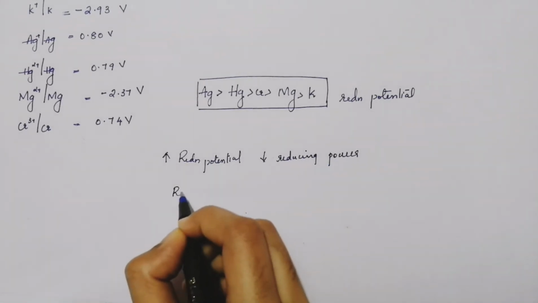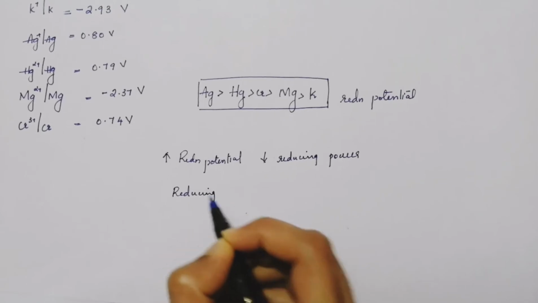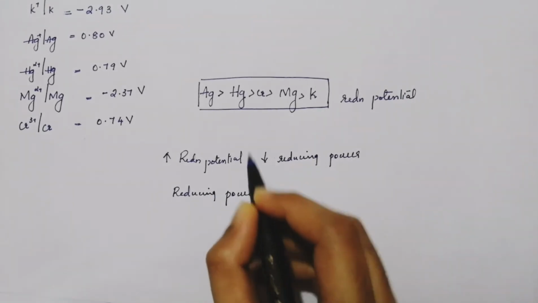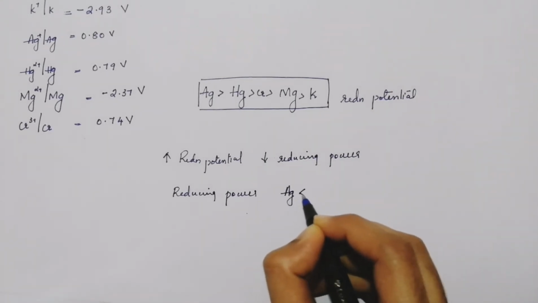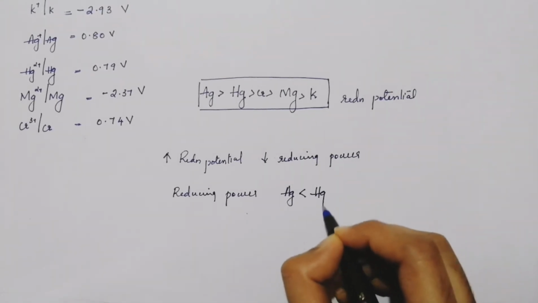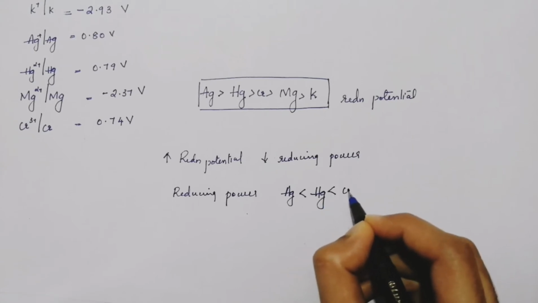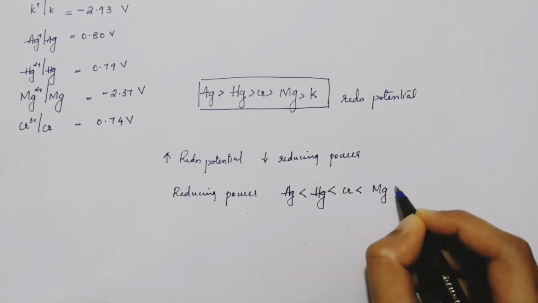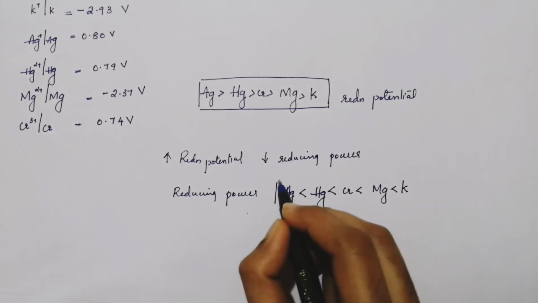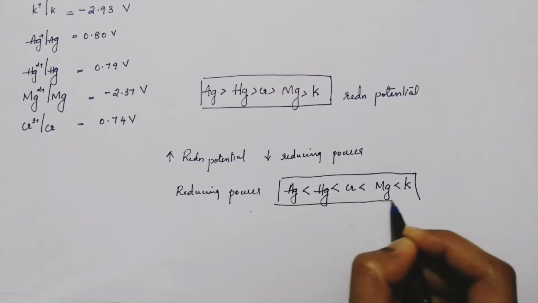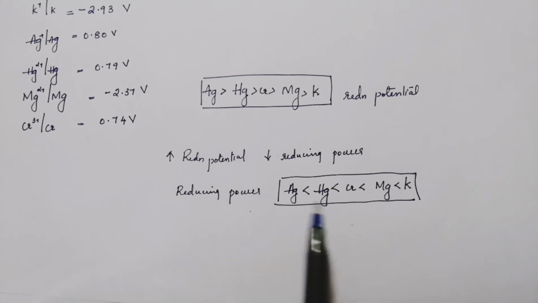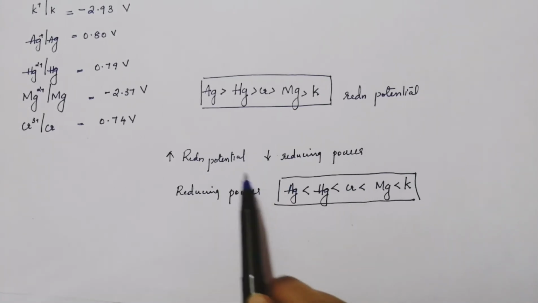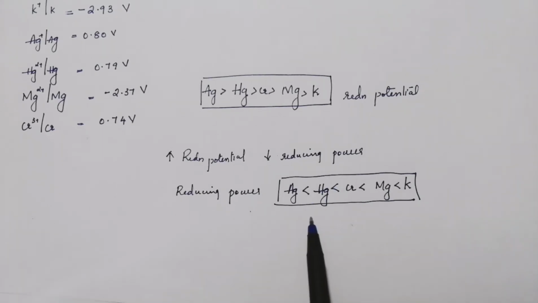So the order of their reducing power can be written just the opposite of this reduction potential. So we can write silver having the least, then we have mercury, followed by chromium, magnesium and potassium. So this is the order of their reducing power. All we have to know is, higher the reduction potential, lower will be the reducing power. So on the basis of that, we can say the reducing power is as follows.